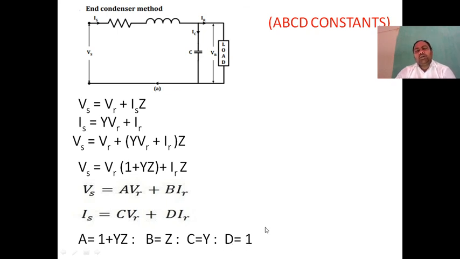What about short transmission line? If the line length is less than 80 kilometers, we treat it as a short transmission line. Here also A is equal to D is equal to 1, B is equal to Z, C is equal to 0 only, because there is no capacitance in the transmission line. Thank you.